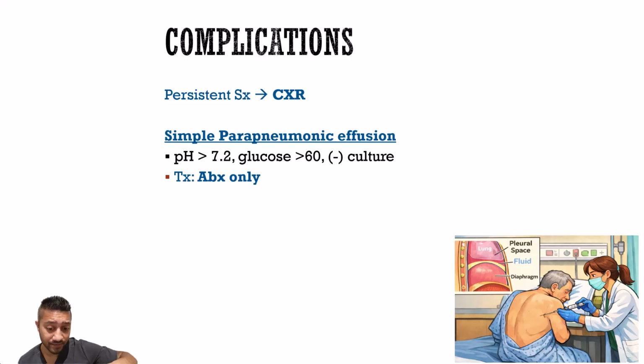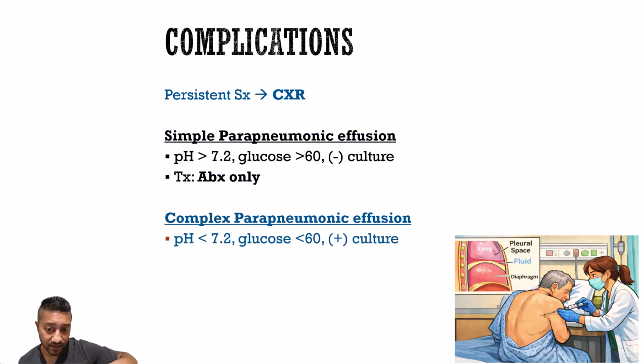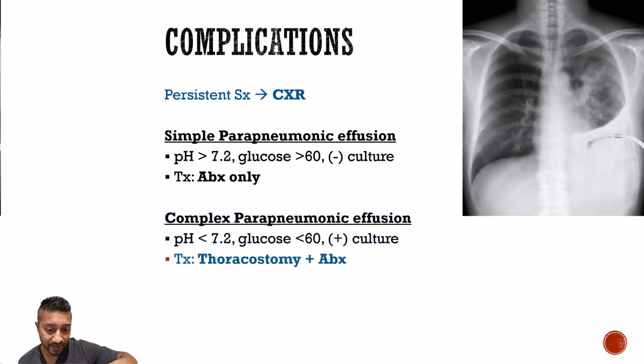They don't need one. Now, if the pH is less than 7.2, the glucose is less than 60, or that gram stain directly shows that there is a bacteria present, then that patient has now developed a complicated effusion. In that situation, there is actual bacterial invasion within that pleural sac, and it can't be eradicated without actual physical removal. Therefore, the most appropriate treatment is to perform a tube thoracostomy, and of course, continue the antibiotics.